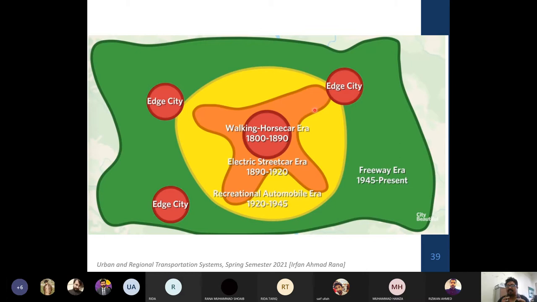Any question till now? Any question on the urban growth and transportation link? I hope it is very clear. If you want to comment on something, or maybe give an example from your own city: do you think your own city is dependent on transportation networks, or how did your city grow over time depending on a particular road network? Anyone?